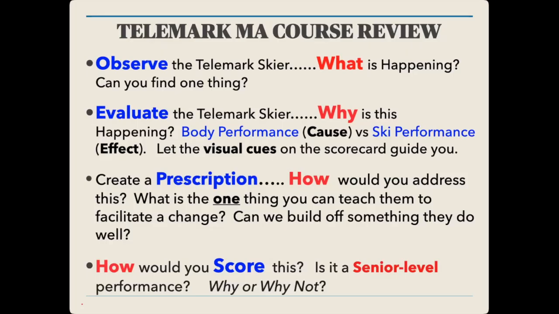And finally, creating a prescription, building on the positives, but identifying what can be improved, what should be improved, and what skills they already possess that they can leverage to move forward in their skiing. And then finally, how do you score this relative to the senior level performance at level 4, being specific as to why it aligns with that or why not if it doesn't.